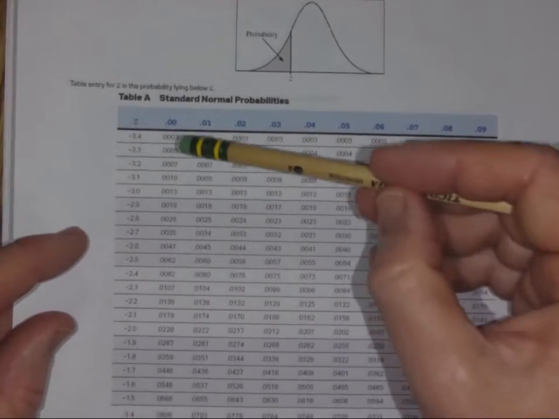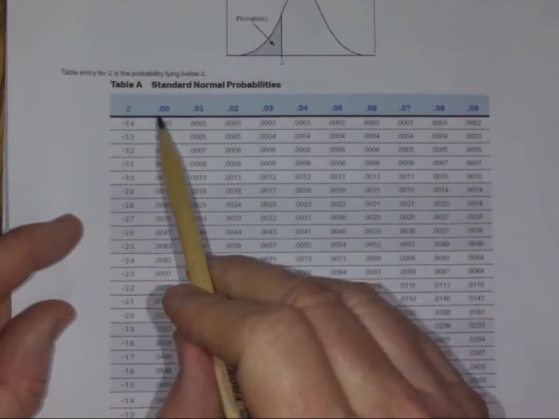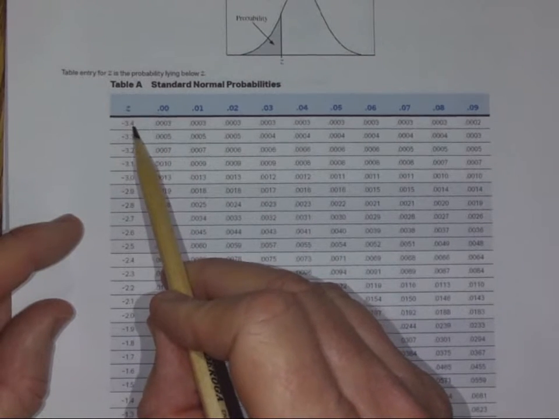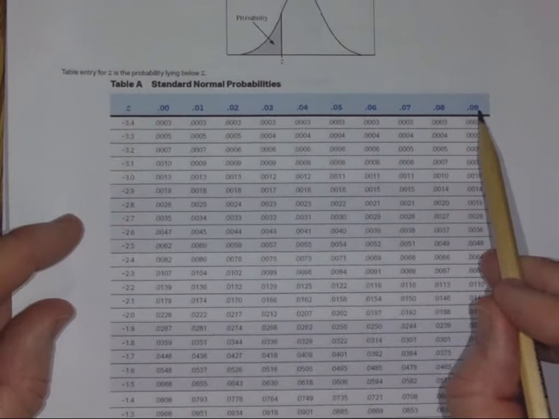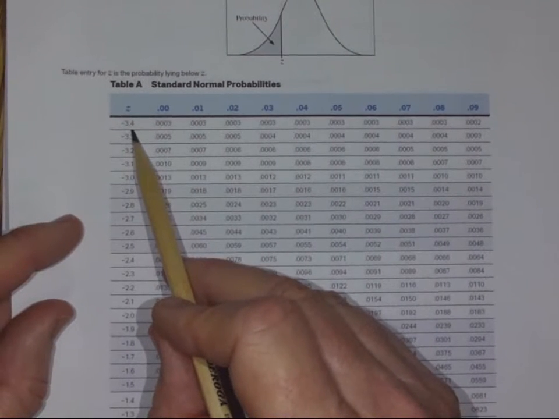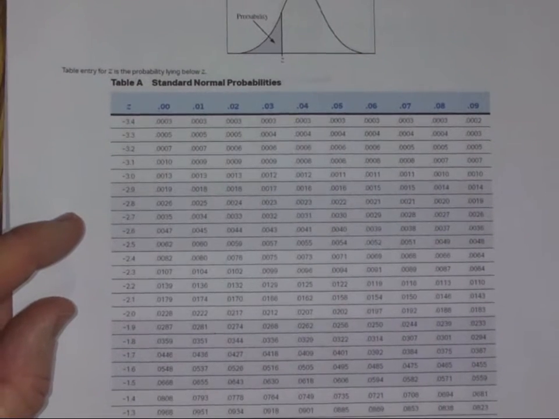And so you'll notice on the left side it has z-score going down this left column, and then up top it has the hundredths place. The left column has the ones place and the tenths place, and then the top has the hundredths place there. So we're looking for negative 1.50.